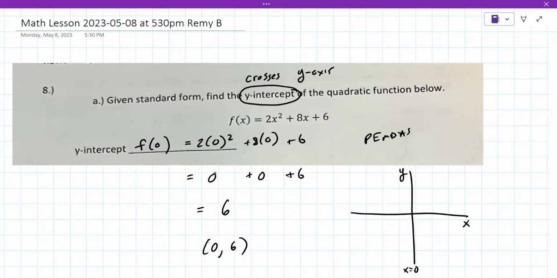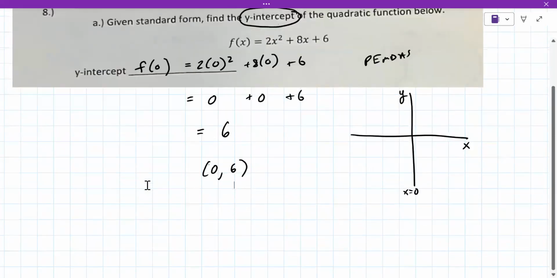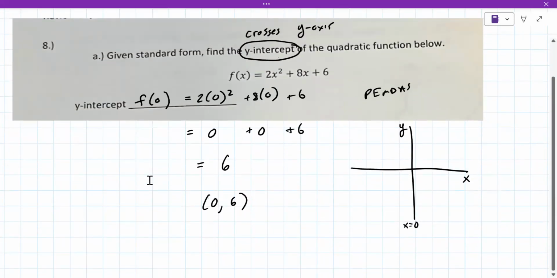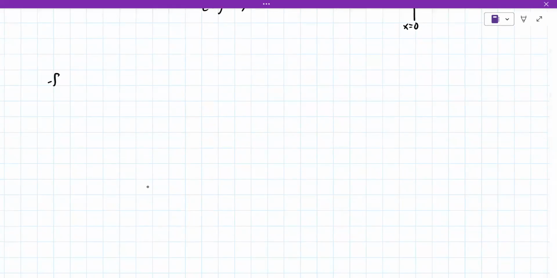Got it. I'd like to give you one to try here. You're going to do this exact same thing. If you don't feel like talking, you can always put the answer in the chat. Any questions on this before I clear the screen? All right, let's say f of x equals 3x squared plus 4x, and I want you to find the y-intercept, just like in the last problem.